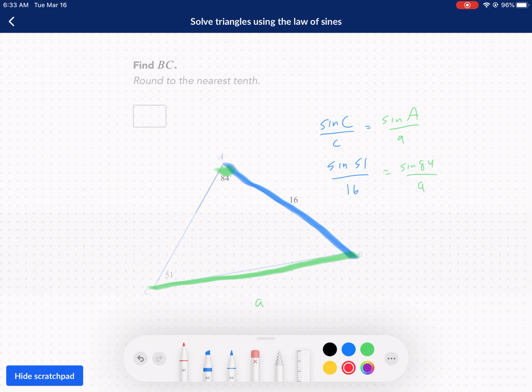We cross multiply from here. When you're looking for sides, it's a little easier in my opinion. 16 times sine 84 equals A times sine 51. We're going to divide both sides by sine 51. And then we have A by itself, and it's going to be equal to all of this on the calculator. 16 times sine 81. Make sure you're in degree mode, by the way. Divided by sine of 51.